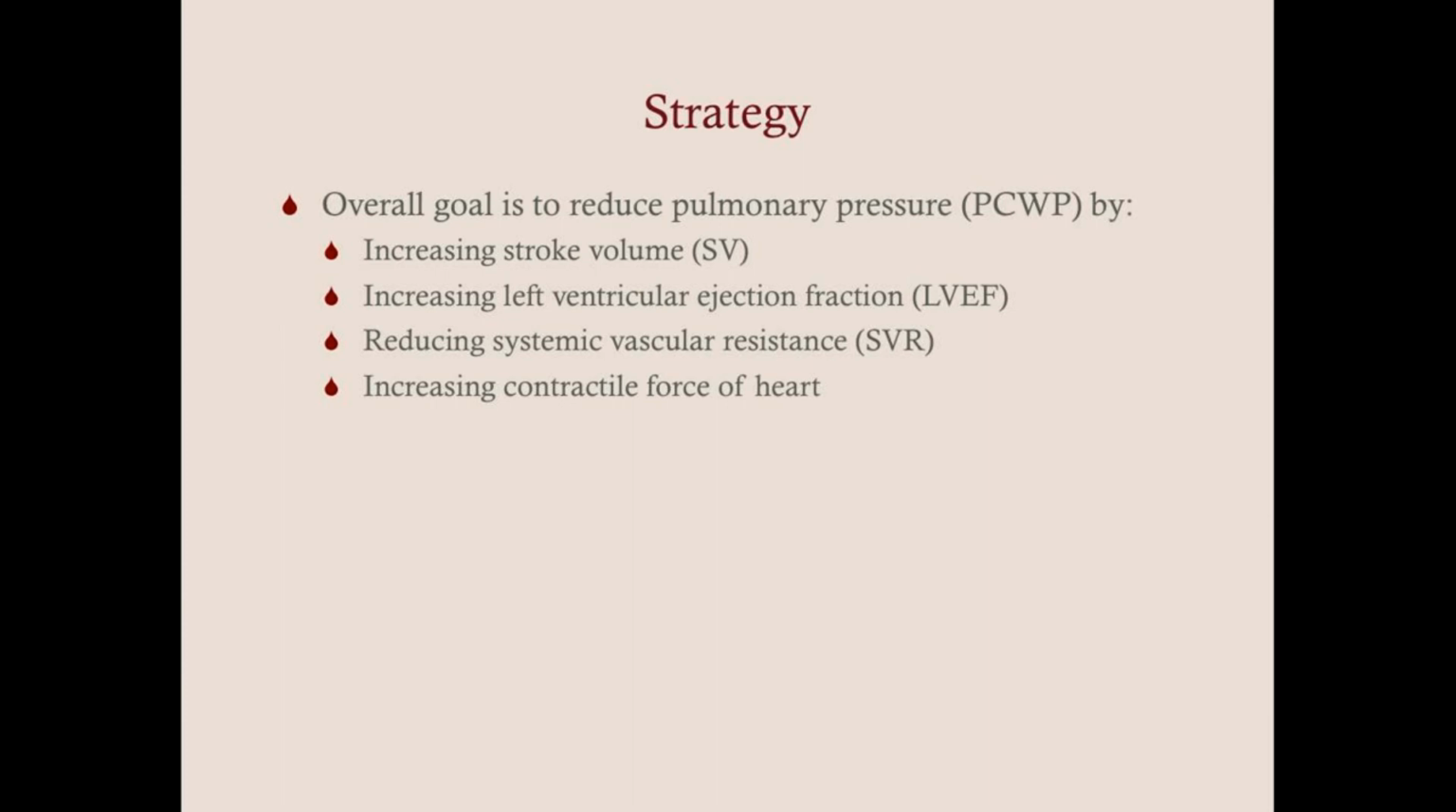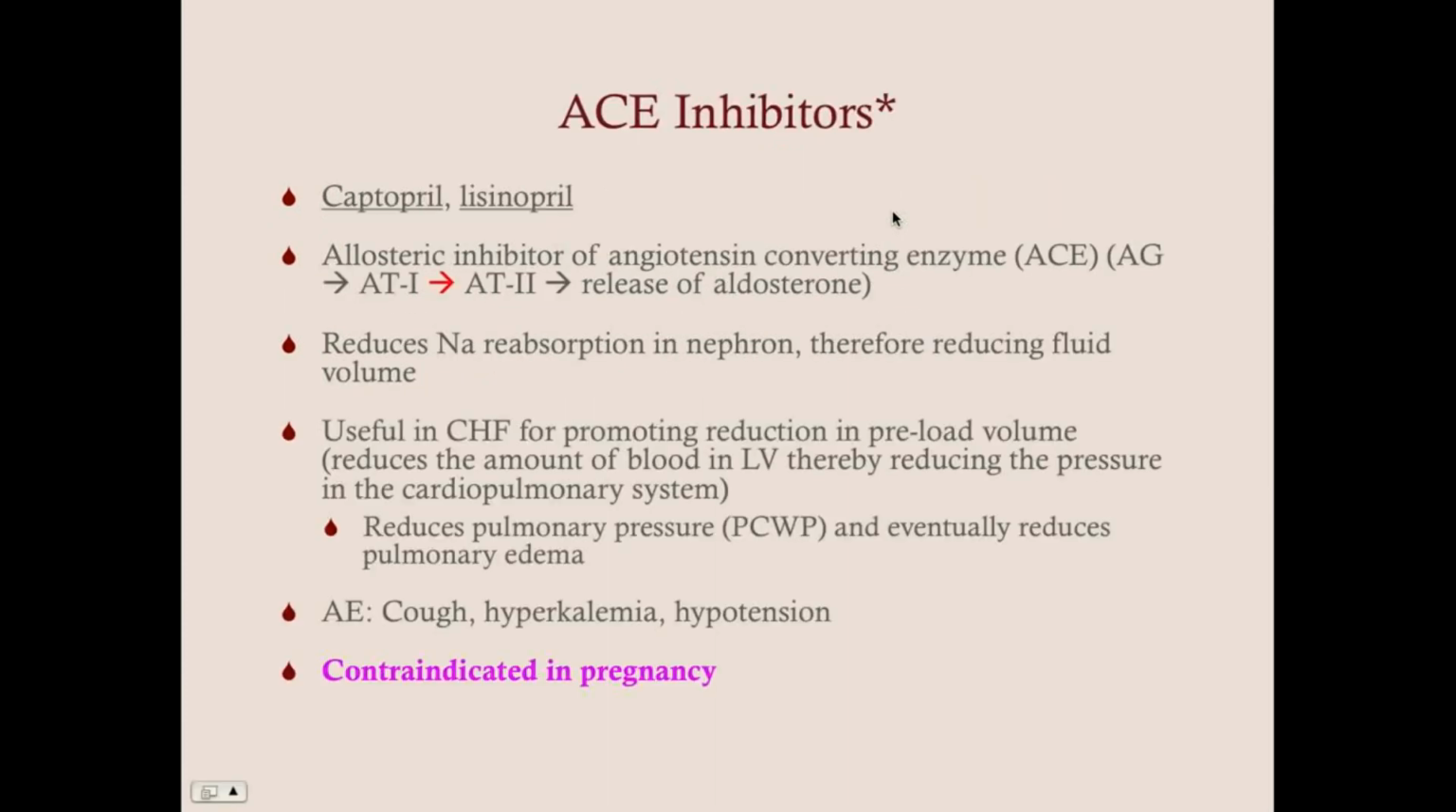One way we can do that is to increase our stroke volume directly. We can also increase our left ventricular ejection fraction, which is pretty much doing the same thing. We can reduce systemic vascular resistance, which will reduce the pressure the heart has to pump against, and that will physically get more blood out of the heart. And then we can also increase the contractile force of the heart. All of these are going to reduce pulmonary pressure and alleviate some of the acute symptoms of congestive heart disease.